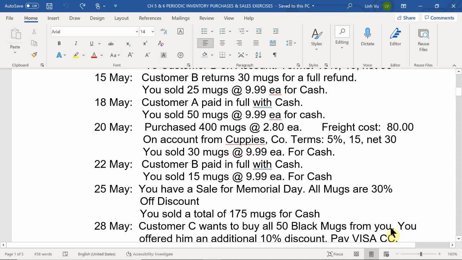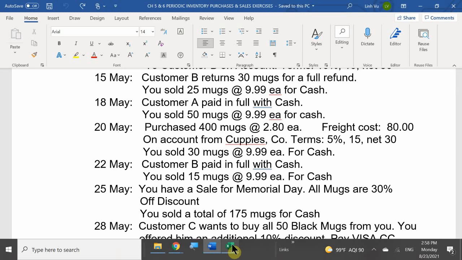All right. So then on May 20th, we end up purchasing 400 mugs at $2.80 each. Freight cost us $80. Okay. And we bought it on account from Cuppies Co. with terms 5% 15 net 30. So in this case, we made another purchase of inventory on the 20th of May. So how am I going to journalize this?